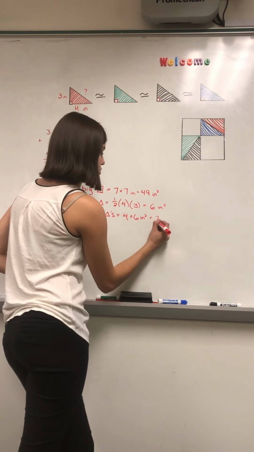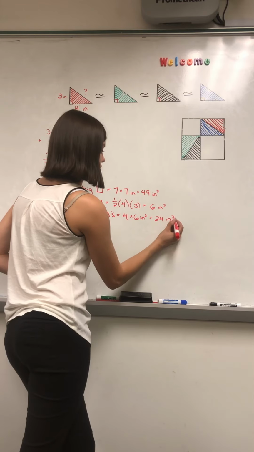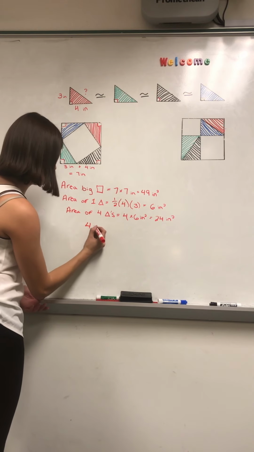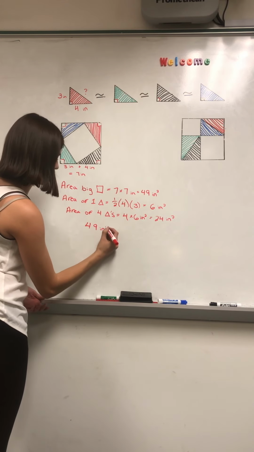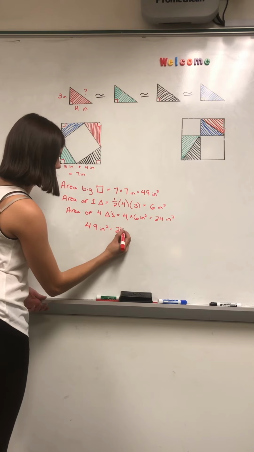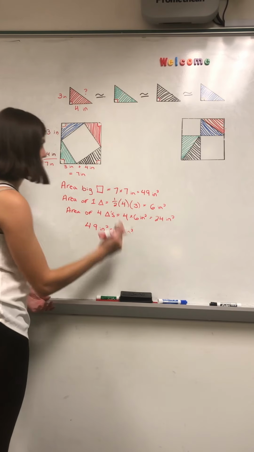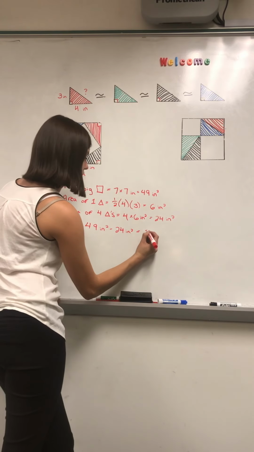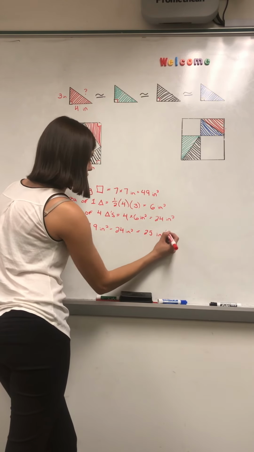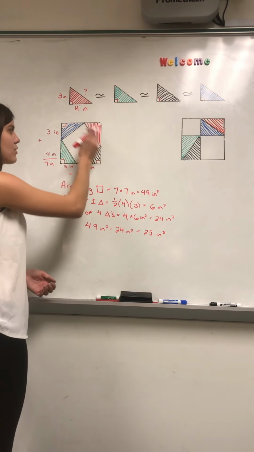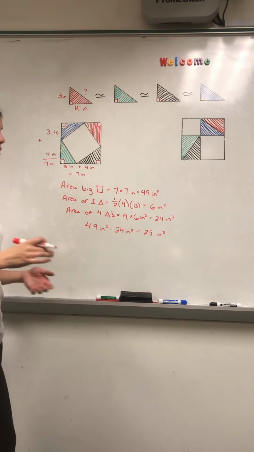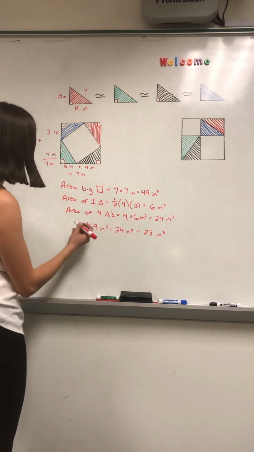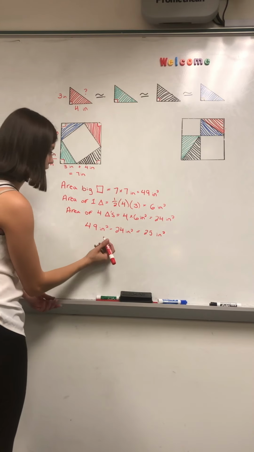And that's going to give us 24 inches squared. Now we have our area of the large square minus our area of all those triangles, and that's going to leave us with this blank space here, which is going to be 25 inches squared. So we have officially found this whole area, but now I'm wondering what the side lengths are. So I'm going to go ahead and square root this because we can see it's a square here.